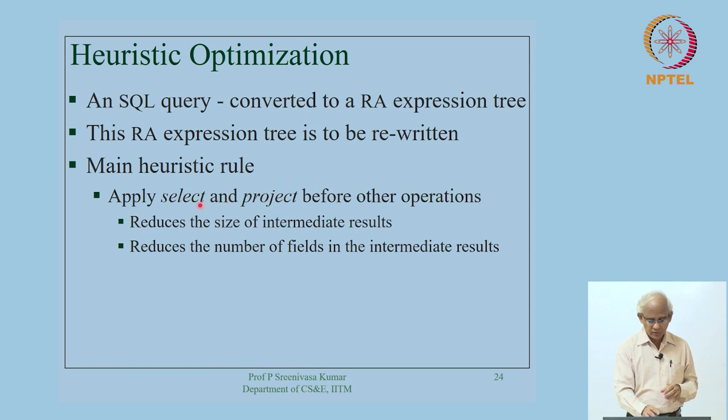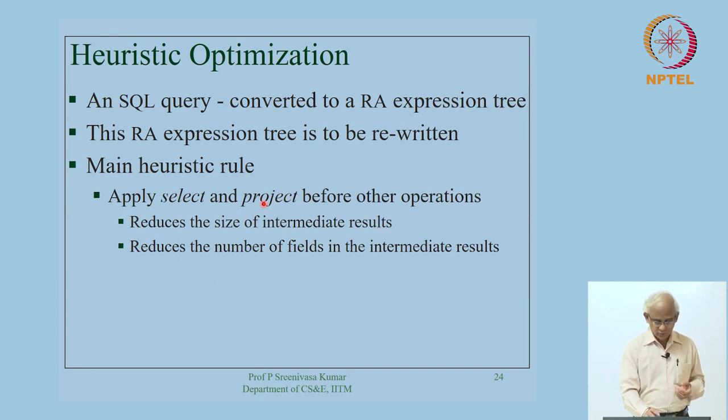So the effect of applying this heuristic is basically that we will be able to reduce the sizes of these intermediate results. There are a lot of intermediate results. The internal nodes of the relational algebra tree are essentially intermediate results, right?